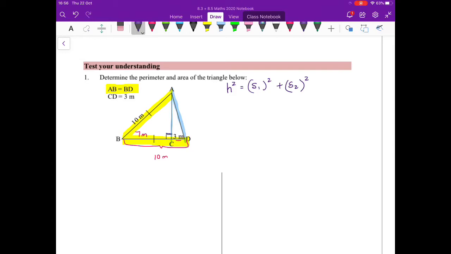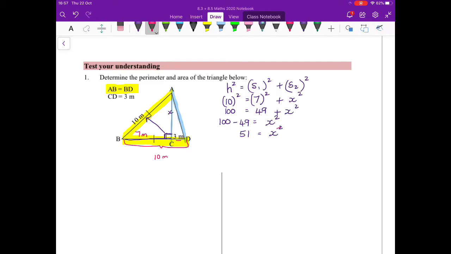And hypotenuse, remember the right angle always points to the hypotenuse. So I'm going to have 10 squared equals side 1. I'm going to say 7 squared plus, and I'm just going to call this line x, or the perpendicular height is going to be x. So x squared. 10 squared is 100, 7 squared is 49, plus x squared. Subtract 49 from both sides. 100 minus 49 equals x squared. 100 minus 49 will give you 51 equals x squared.